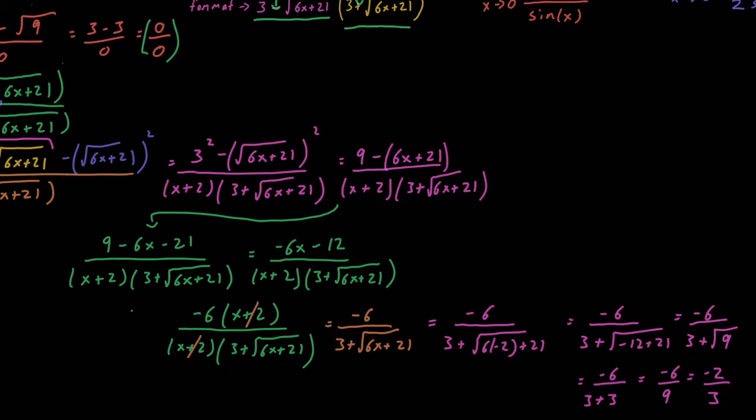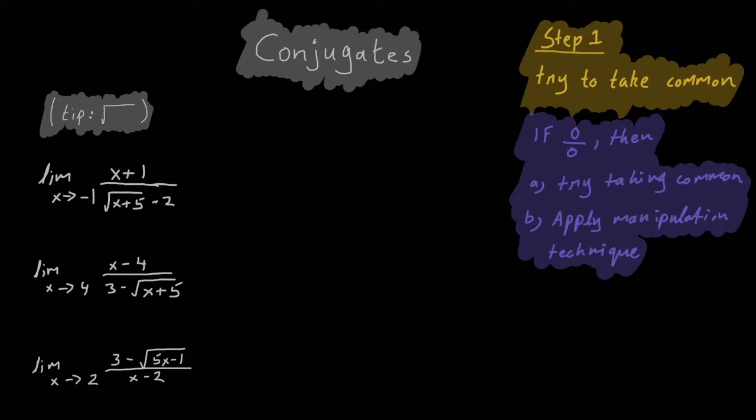Let's try doing some practice questions to understand it better. Question 1. Find the limit as x approaches negative 1 of x plus 1 divided by under root x plus 5 minus 2. Let's try substituting. Negative 1 plus 1 divided by under root negative 1 plus 5 minus 2, which is 0 divided by 2 minus 2, which is 0 divided by 0. So let's jump to step 2.